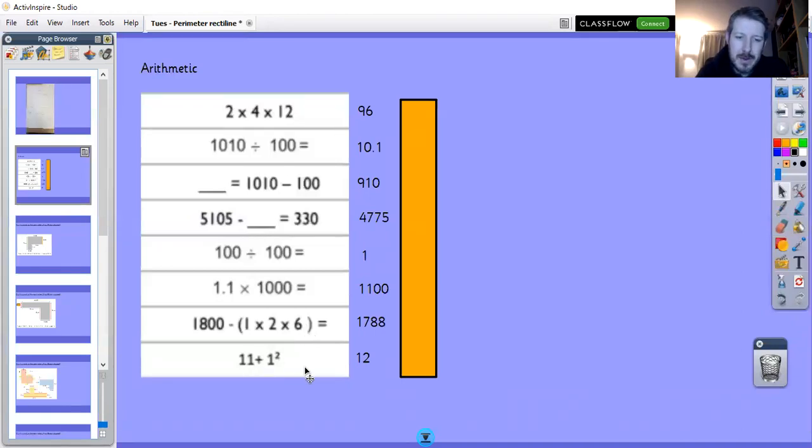And then 11 add 1 squared. 1 times 1 is 1. Add on to 11 is 12.